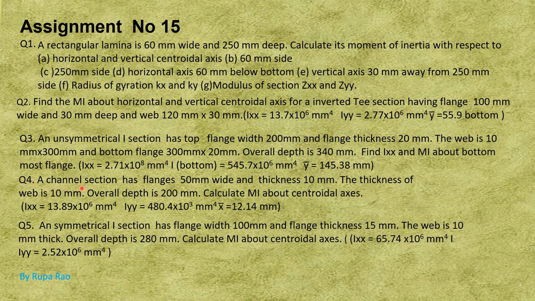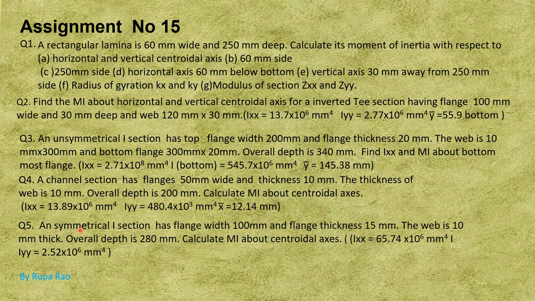Question number 4, a channel section has flanges 50 mm wide and thickness 10 mm. The thickness of web is 10 mm. Overall depth is 200 mm. Calculate MI about centroidal axis. Ixx is 13.89 × 10⁶ mm⁴. Iyy is 480.4 × 10³ mm⁴. X bar is 12.14 mm. It is from the left.